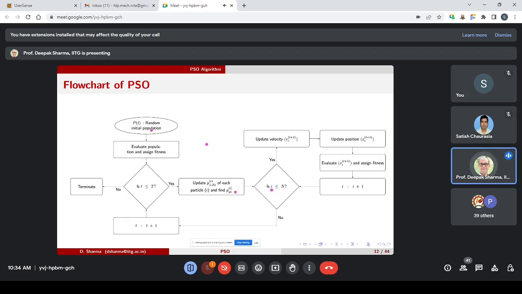So we will be taking all the particles one by one. First we are going to update the velocity of the particle i. Then we update the position of the particle i. Then we are going to evaluate it, assign the fitness, and increase the counter, and this loop keeps on running till all the particles get updated.